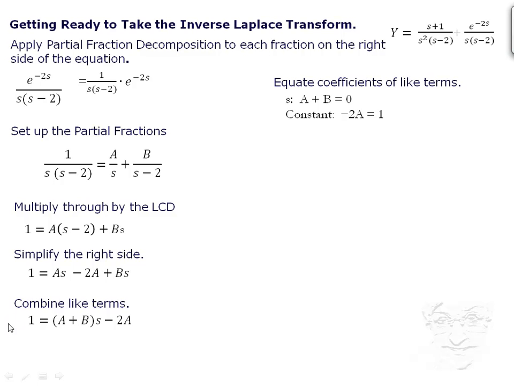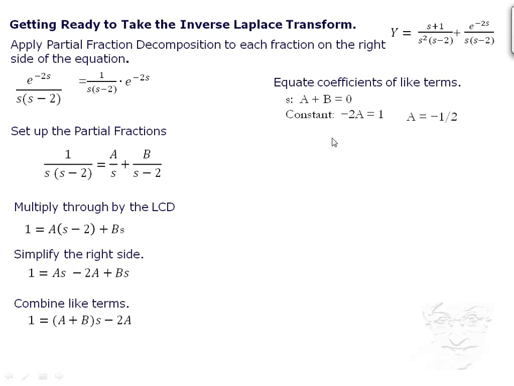Again, because there's no s term on the left side. And for the constant term, you get negative 2a is equal to 1. So I use that second equation to solve for a. You get a equals negative 1/2.